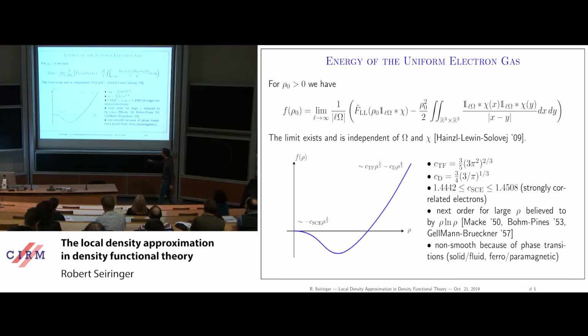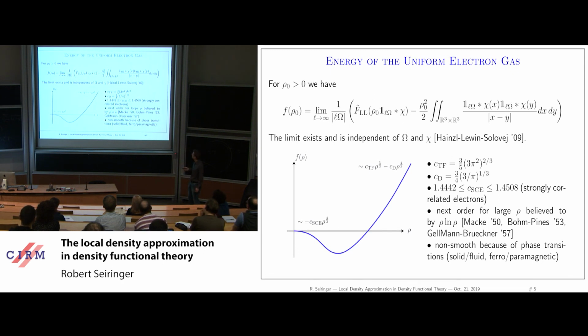So for low density, I already mentioned the concept of Wigner crystal. There's supposed to be crystallization, and eventually at higher density the crystal will melt and you have more of a fluid. If you include spin, then you also expect a phase transition between the ferromagnetic and the paramagnetic phase.